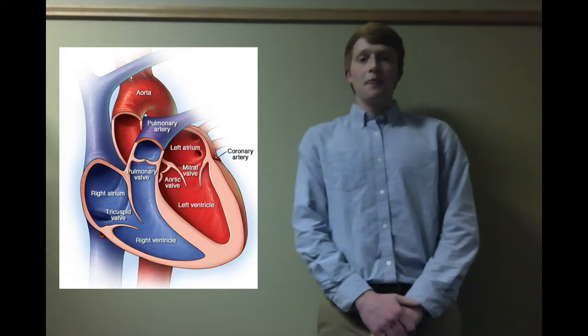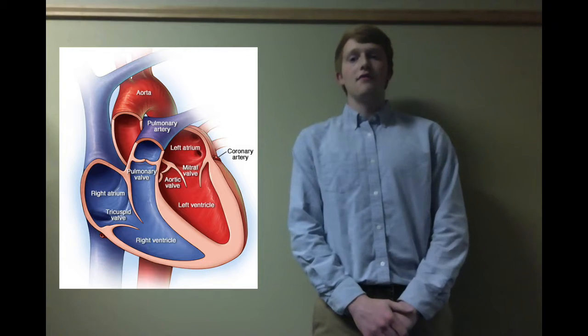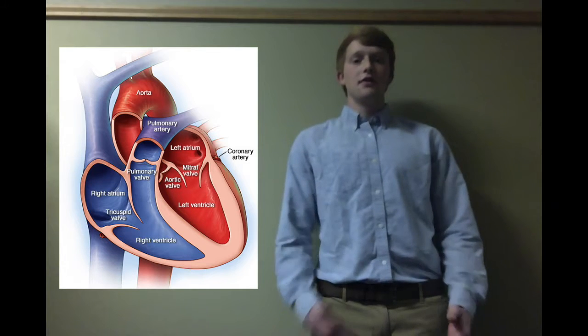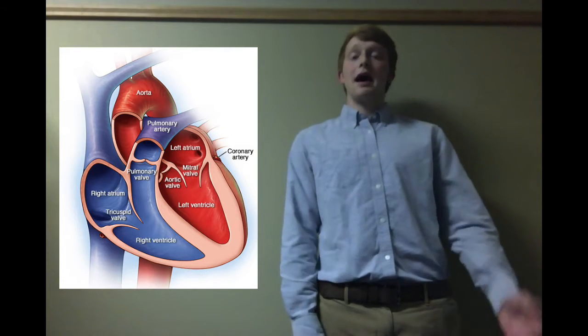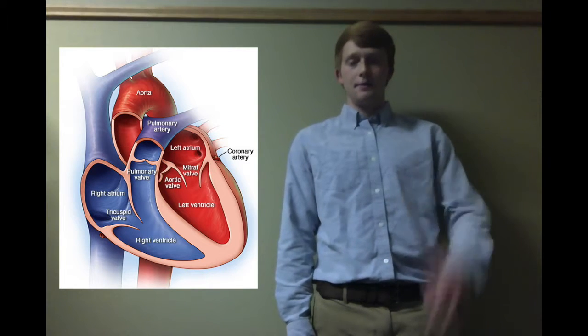But before we can get into the details of this whole process, we need to understand some basic anatomy of the human heart. So there are three main components that make up the heart, which can be seen in this image. First, there are four chambers: the right atrium, the right ventricle, the left atrium, and the left ventricle. The function of the atria is to receive blood coming back to the heart, and the function of the ventricles is to pump blood out of the heart.